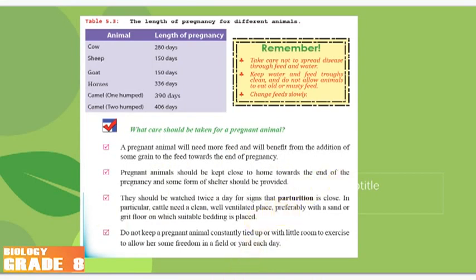In particular, cattle need a clean, well-ventilated place, preferably with sand or a grit floor on which suitable bedding is placed. So you've got to make sure that they're comfortable. And finally, do not keep a pregnant animal constantly tied up with little room to exercise. Allow her some freedom in a field or yard each day.